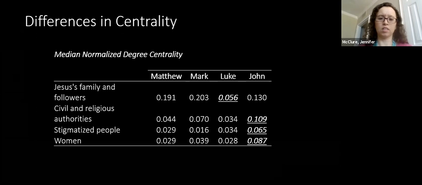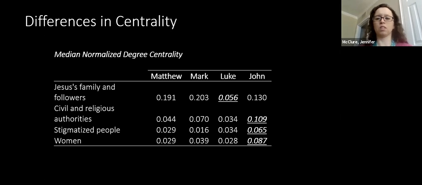what I did was I had to normalize the degree centrality so that we could compare it, because when we have networks of different sizes, for example, Matthew's network is larger than John's. So if someone has 10 relationships in Matthew and 10 relationships in John, really that's not equal because the networks differ in size. And so the numbers that I have here are what percentage of the network the average person within a group reaches through their friendships.